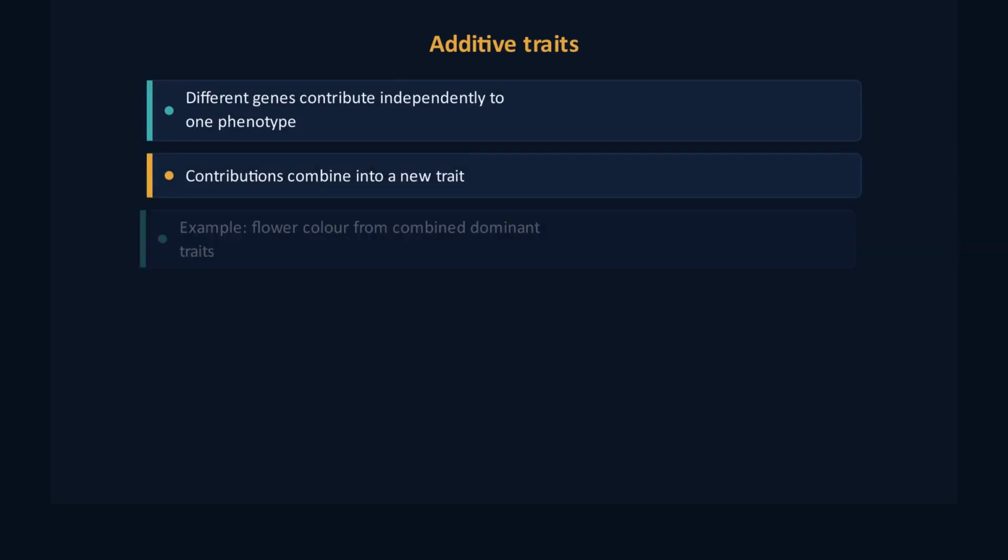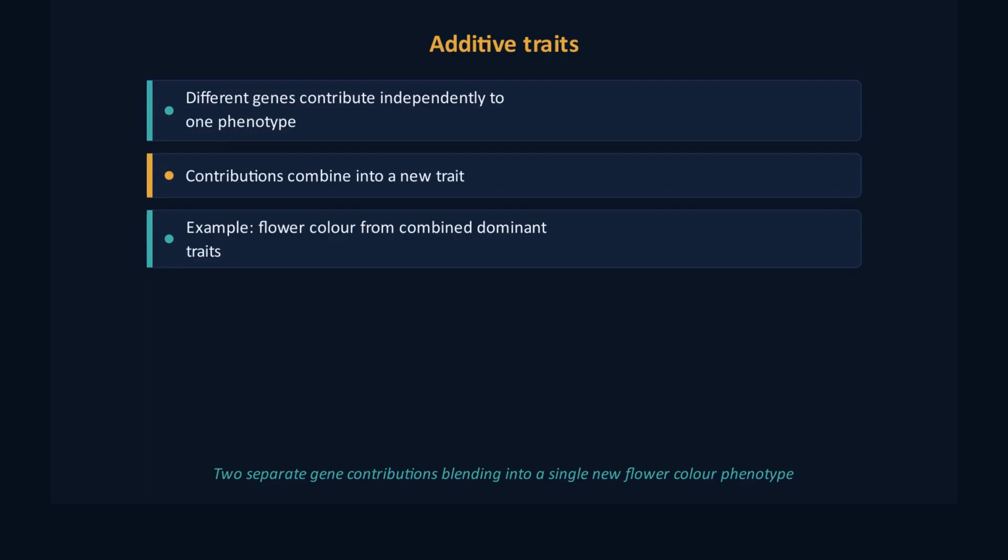Take the additive case first. Additive traits are characterized by the independent contributions of different genes to a phenotype, contributions that combine to produce a new trait. The genes are not competing or overriding one another, they are simply adding up. A clear example is flower color, where dominant traits from separate genes can combine to produce a new phenotype that neither gene would yield on its own.